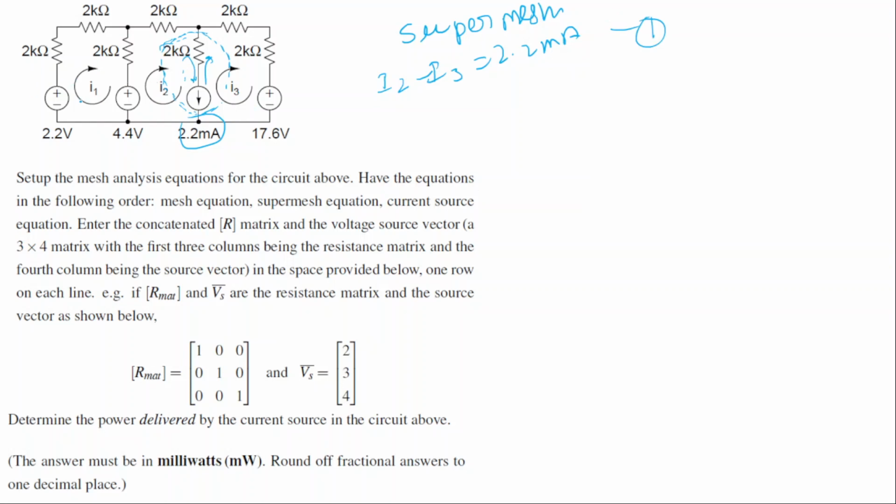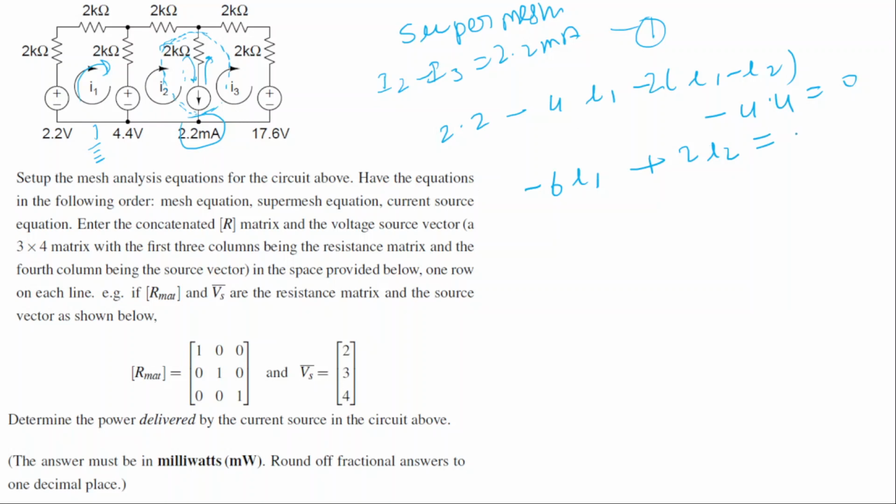Now let's write the first mesh. The first mesh will be very similar to our earlier case. So it will be 2.2 minus 4 times I1, I am writing very quickly, minus 2 times I1 minus I2, minus 4.4 volt equals 0. So this will become minus 6 times I1 plus 2 times I2, minus 2.2, and on the right side it will become 2.2. This is our second equation.